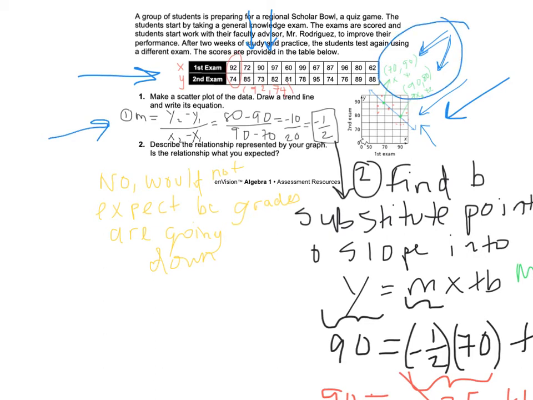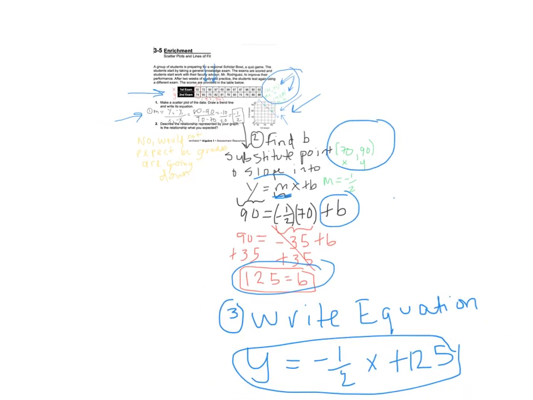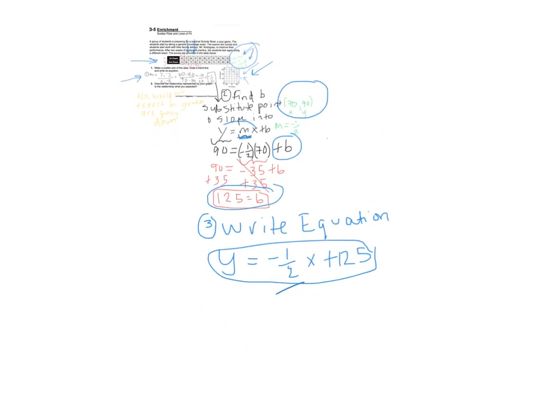And then second, you have to find b. Just like before, we used our slope that we found, and we have to have an x and a y, so I picked one of the points in order to solve for b. And once you have m and b, you can write your equation. y equals m, which we found is -1/2, x, plus we found our b to be 125. Everyone's answer is going to be a little bit different because it's an approximation, a line of best fit.